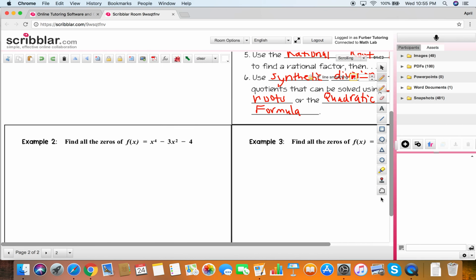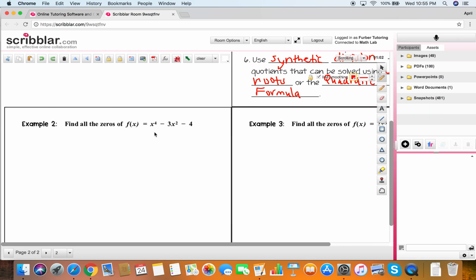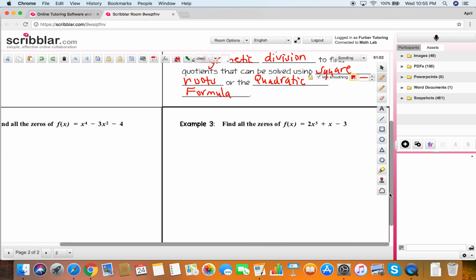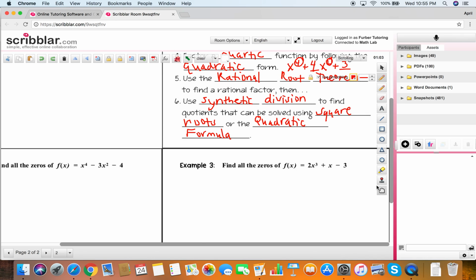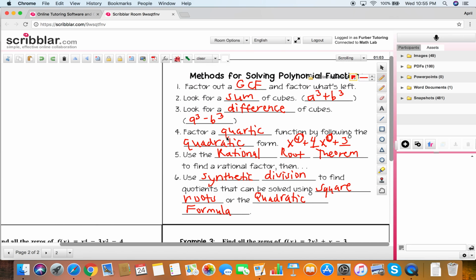All right, so let's see which of these applies to this polynomial here. It says f of x, remember that means the same thing as just y. f of x equals x to the fourth minus 3x squared minus 4. So my first thing to check for is greatest common factor, and I can see that it doesn't have one. Then I'm going to check for the sum of cubes and the difference of cubes. Well, I know that one's out because the sum of cubes and difference of cubes have only 2 terms, and this one has 3.